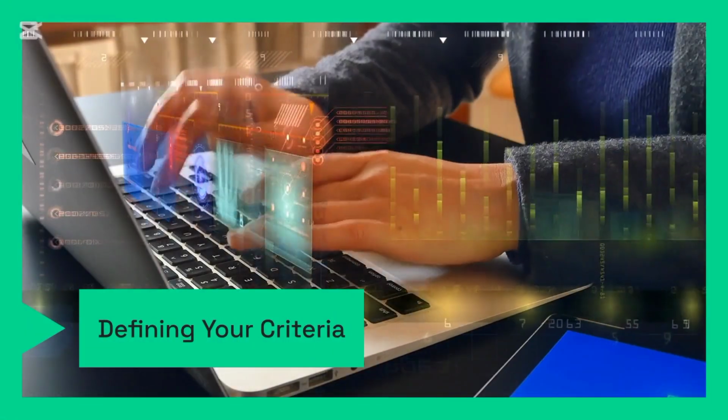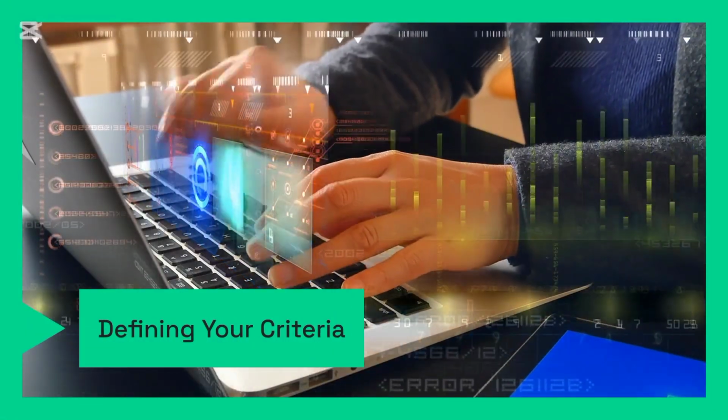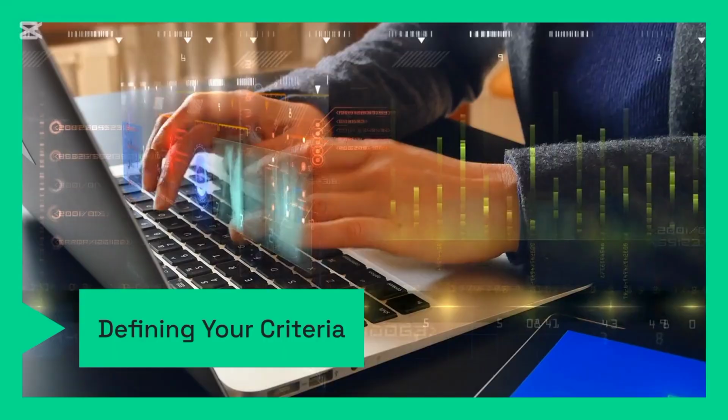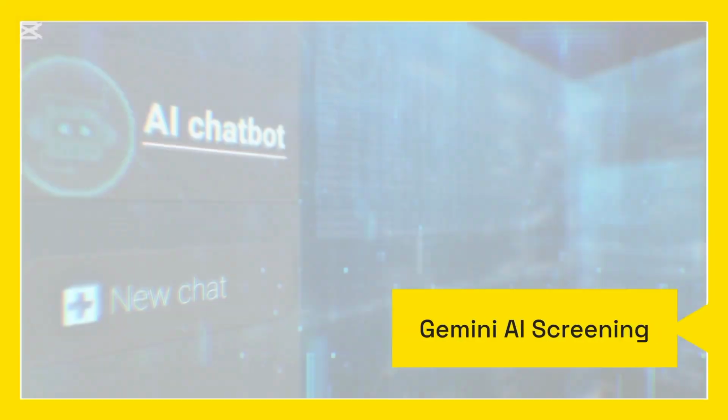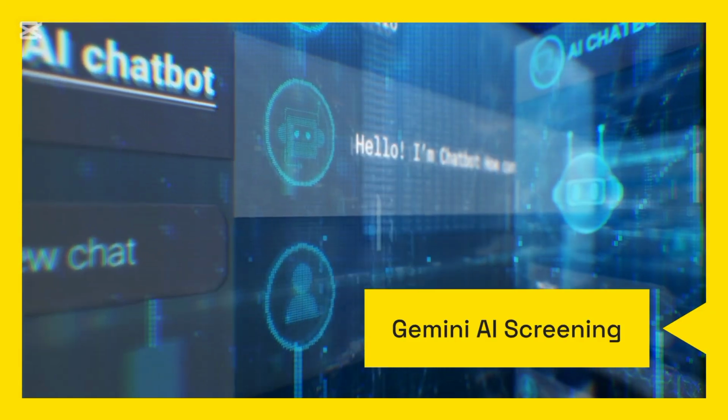Step 1 is defining your investment criteria. What yield are you targeting? What sectors do you prefer? Clearly defining these parameters is the first step before consulting the AI. Next, you input your criteria into Gemini.